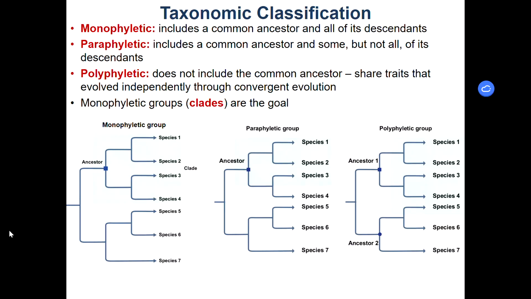So if we were just doing 5, 6, and 7, you can trace them back to all having one common ancestor. So this is a monophyletic group. It's a great question.